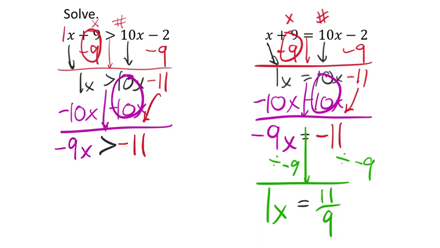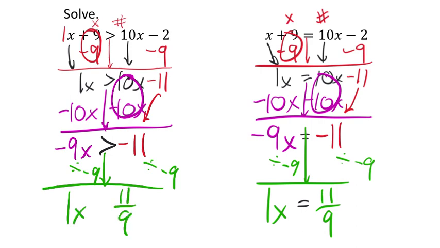Now notice with the inequality, we're going to do exactly the same thing. It's just by showing you right here that we're dividing by negative 9. Okay, so the values are going to be the same, 1x, and then we're going to get 11 ninths there.